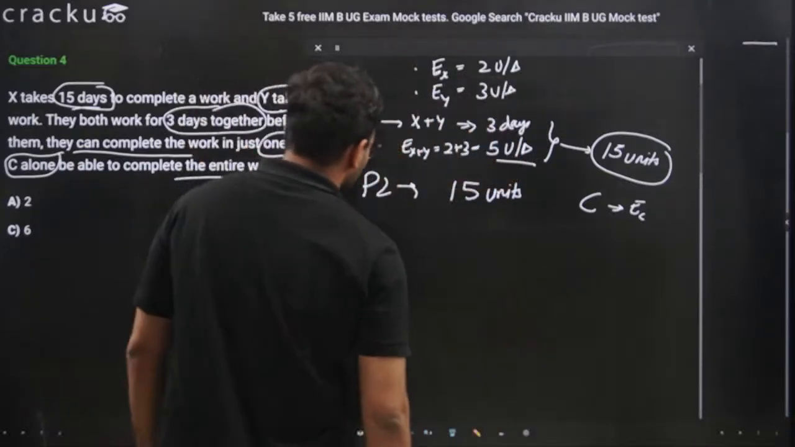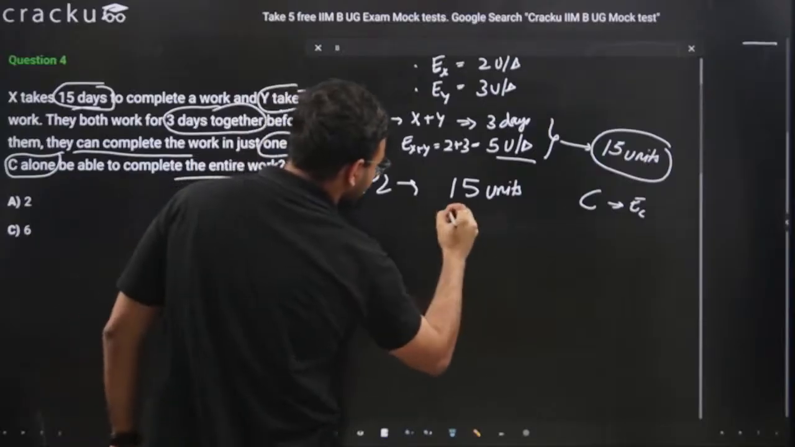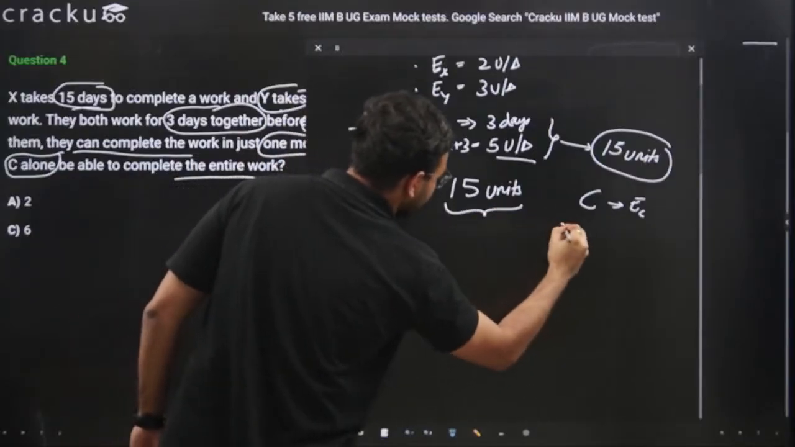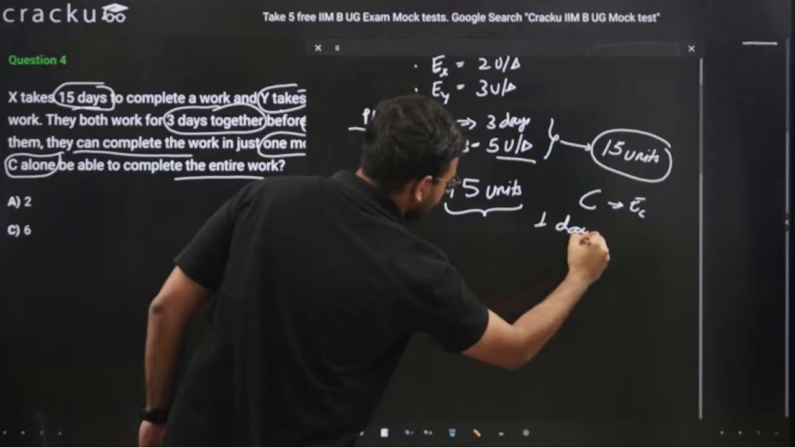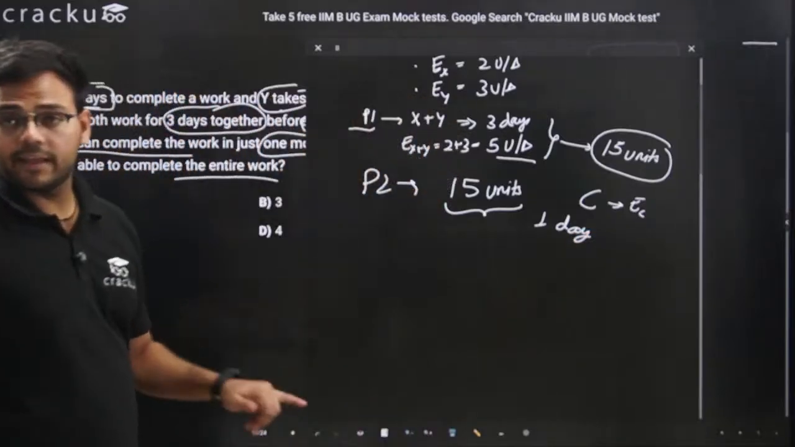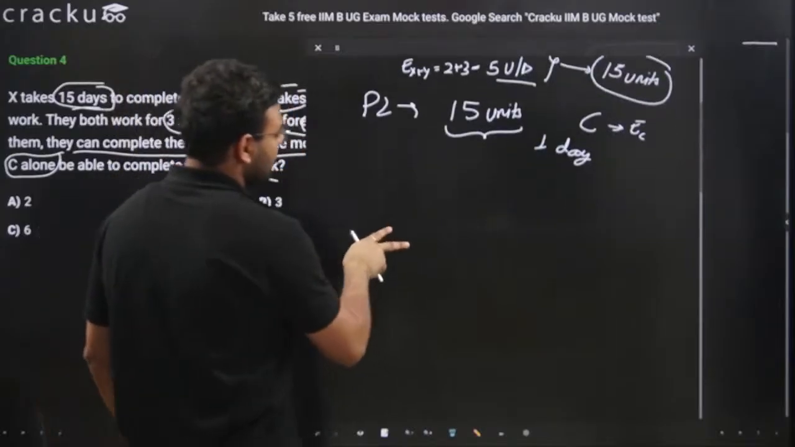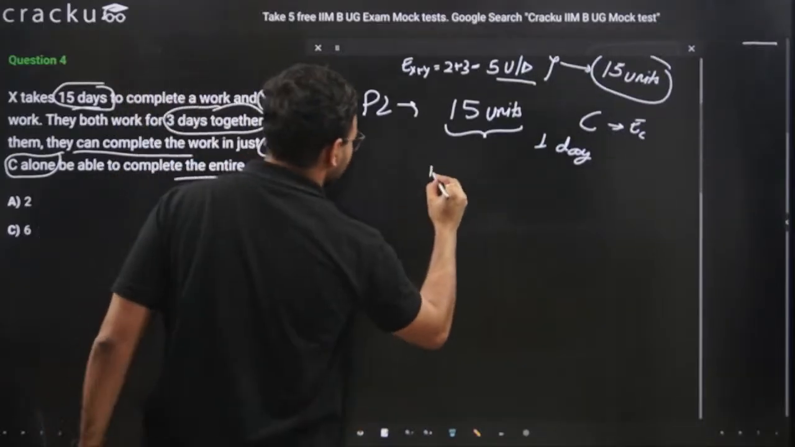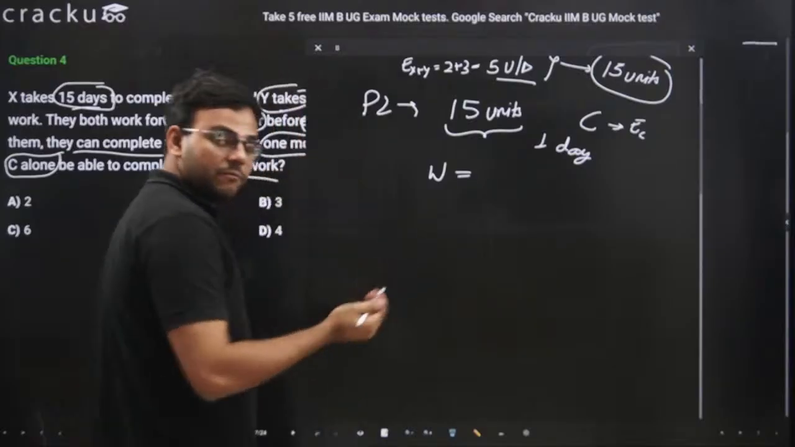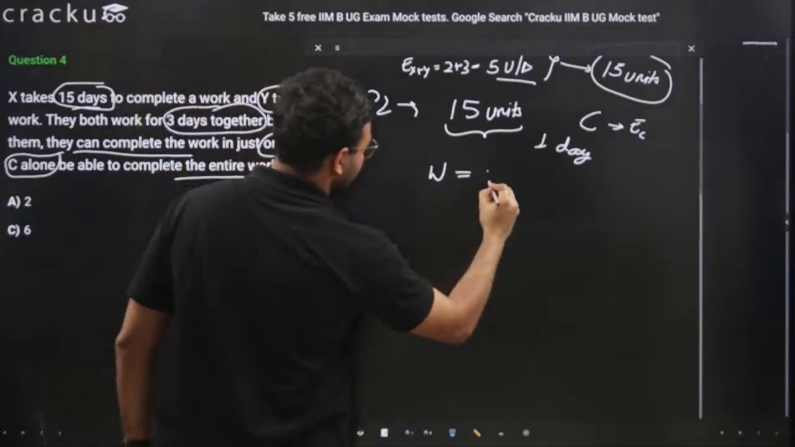Now we have to do 15 units in 1 day when X, Y and C, all of them are working together. So in phase 2, again I'll apply the same formula, which is work is equal to efficiency into time.